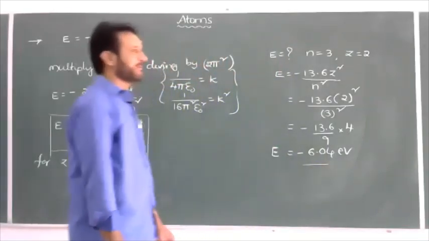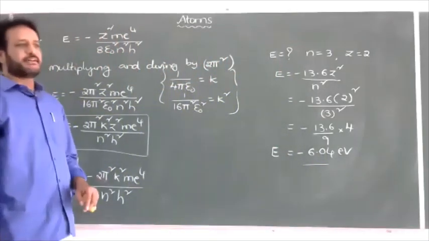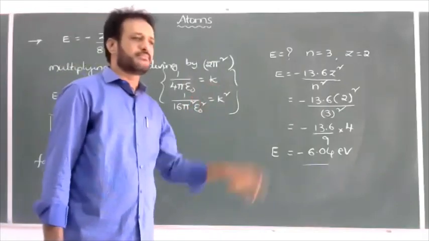So that is the total energy of the electron in the third orbit of a singly ionized helium atom.